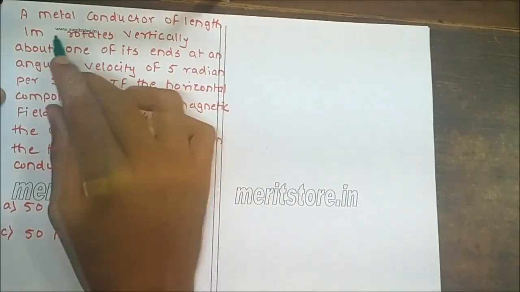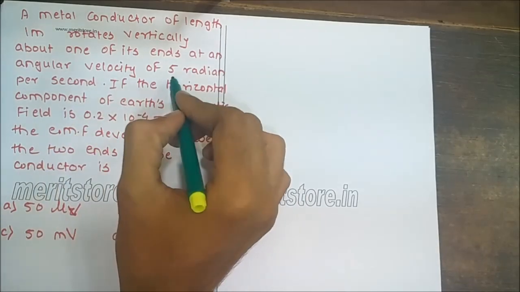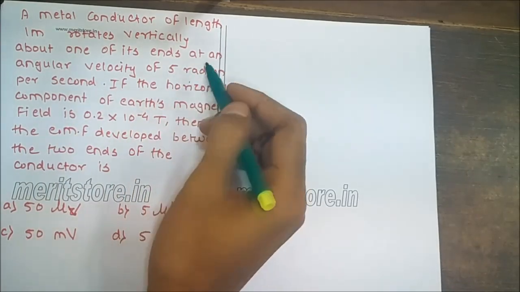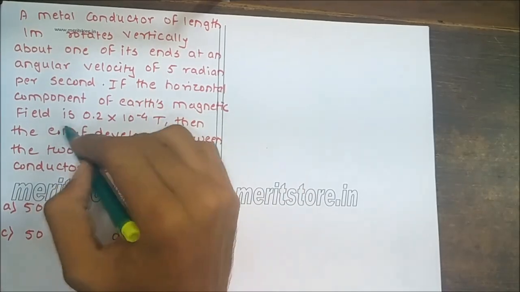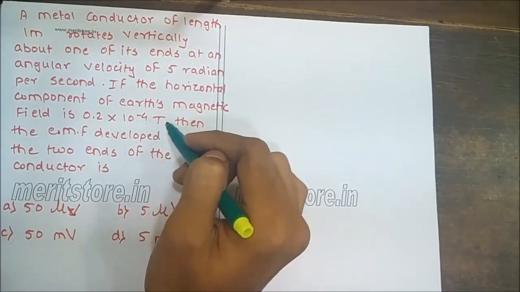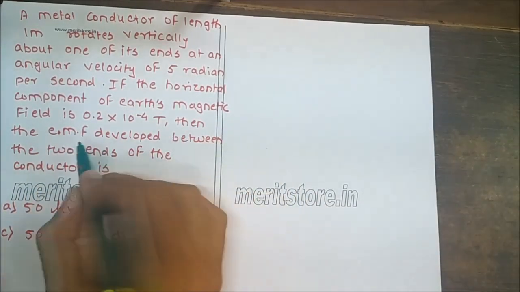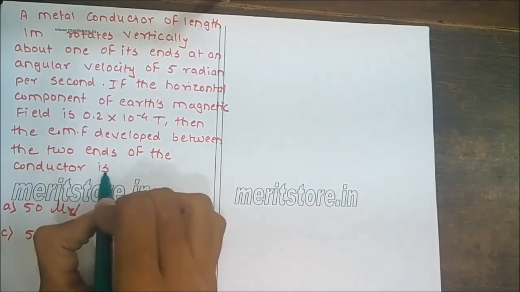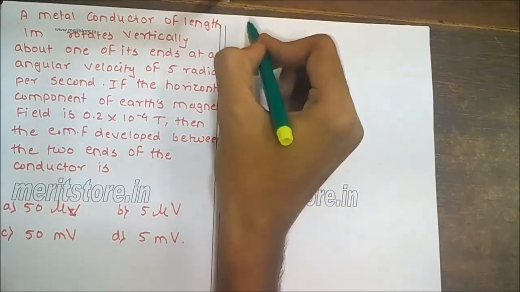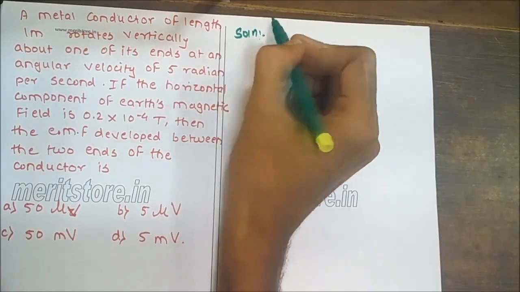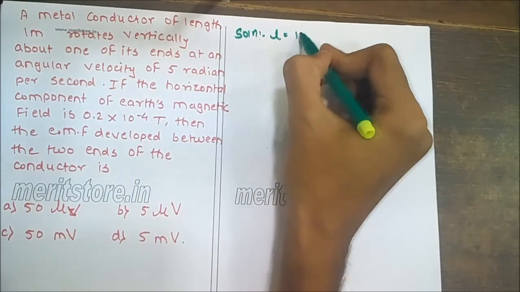A metal conductor of length 1 meter rotates vertically about one of its end at an angular velocity of 5 radians per second. If the horizontal component of the Earth's magnetic field is 0.2 into 10 raised to minus 4 Tesla, then the EMF developed between the two ends of the conductor is 50 microvolts, 5 microvolts, 50 millivolts, or 5 millivolts. So let's write down what all things are given. We have a metal conductor of length L, that is 1 meter.